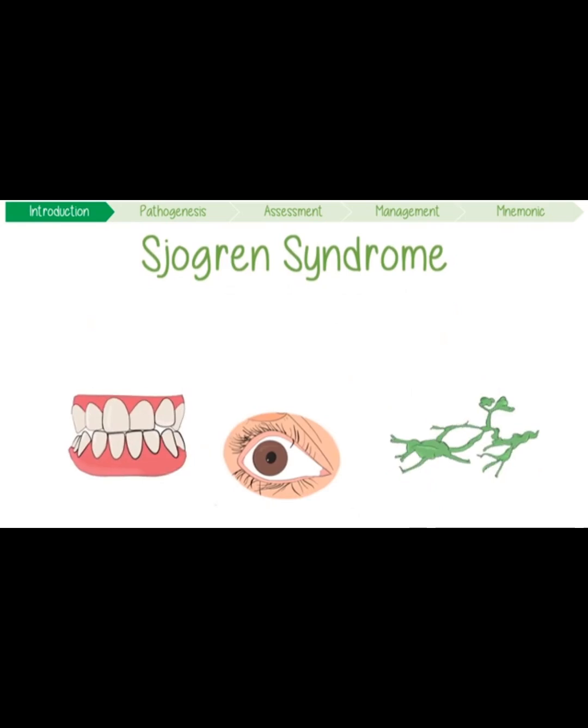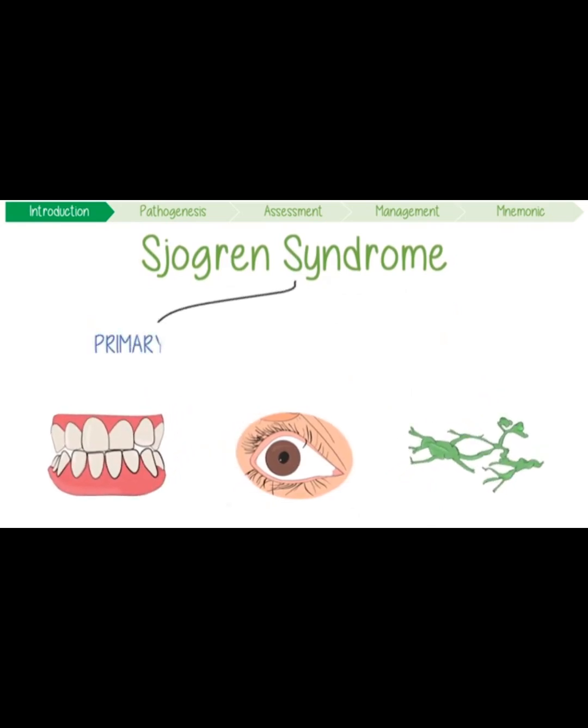Sjogren's syndrome can be classified as primary and secondary. Primary involves the mouth and the eyes, whereas secondary overlaps with rheumatoid arthritis and other autoimmune diseases.